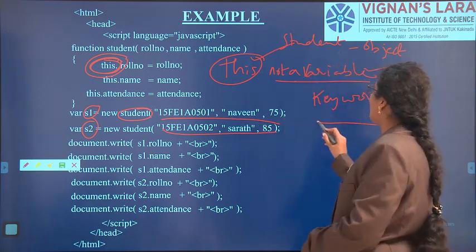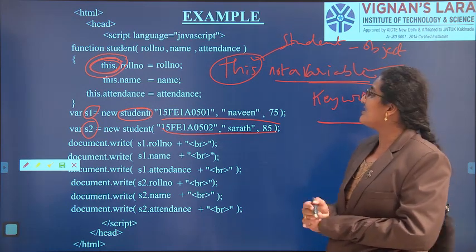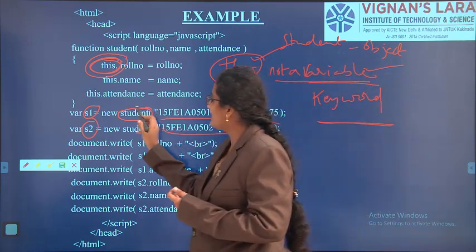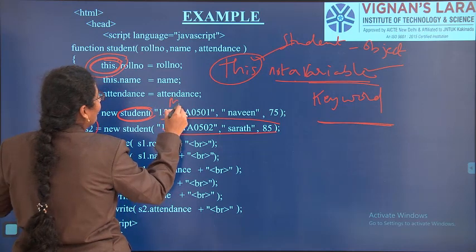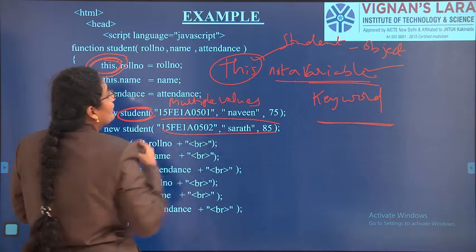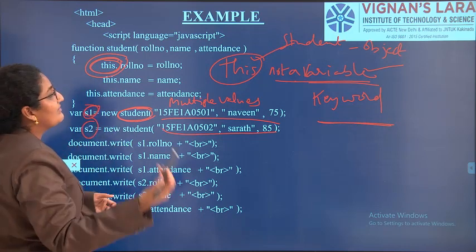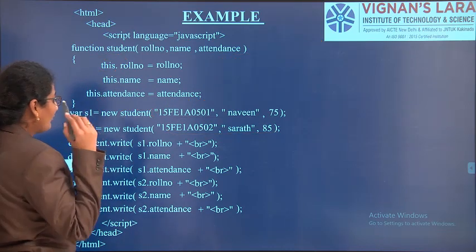Here, this is the predefined keyword. It is not a variable. Why are we considering this as a keyword? Because when we have an object like student and for one object you want to give multiple values, if you want to give multiple values for the same object with different variables, then you are going to use this constructor.